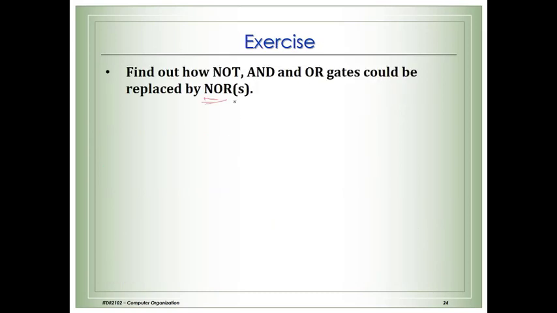Any circuit can be converted to NOR gates also. But for that purpose, first you need to find out how to represent a NOT using NOR, how to represent AND using NOR, and how to represent OR using NOR gate. Very similar to what we had done earlier. I will give you one hint.